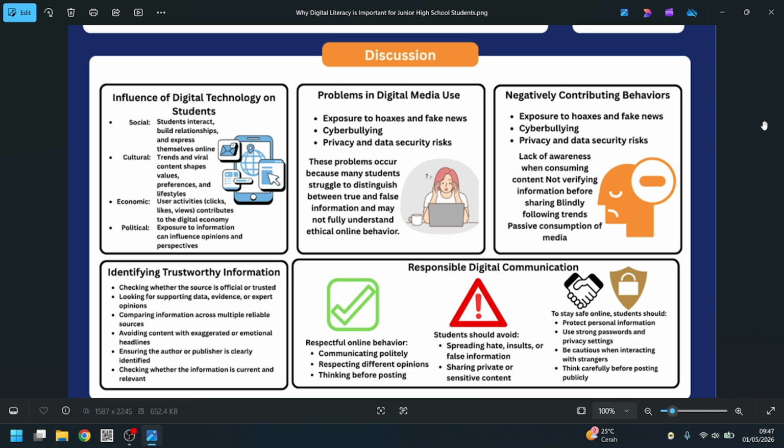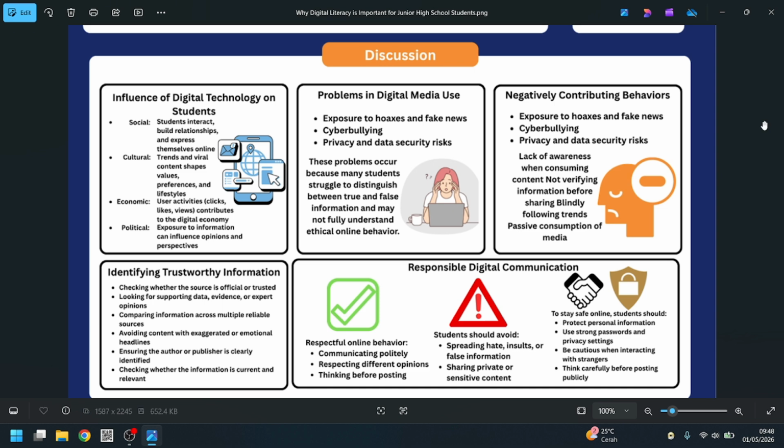Culturally, it's mostly about trends. Trends and viral content shape value preferences and lifestyles. Internet trends affect people in real life, the way they think, the way they do things, etc. Economically, user activities such as clicks, likes, and views contribute to the digital economy. There are so many content creators nowadays making money through these user activities.